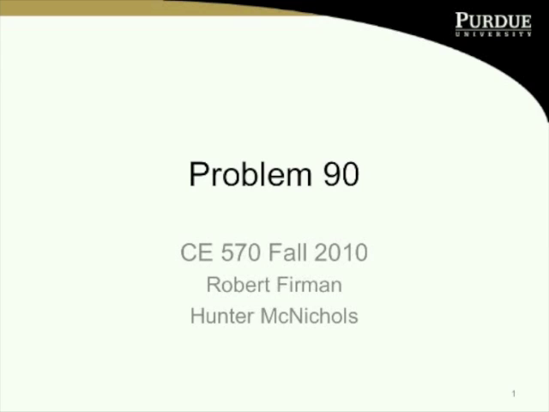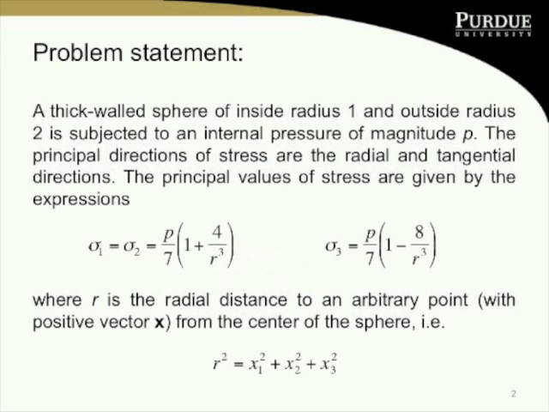This is problem number 90 from the Fundamentals of Structural Mechanics, second edition. Problem statement. A thick-walled sphere of inside radius 1 and outside radius 2 is subjected to an internal pressure of magnitude P. The principal directions of stress are the radial and tangential directions and are given by the following equations, where r is the radial distance to an arbitrary point with position vector x from the center of the sphere, as given by this equation.